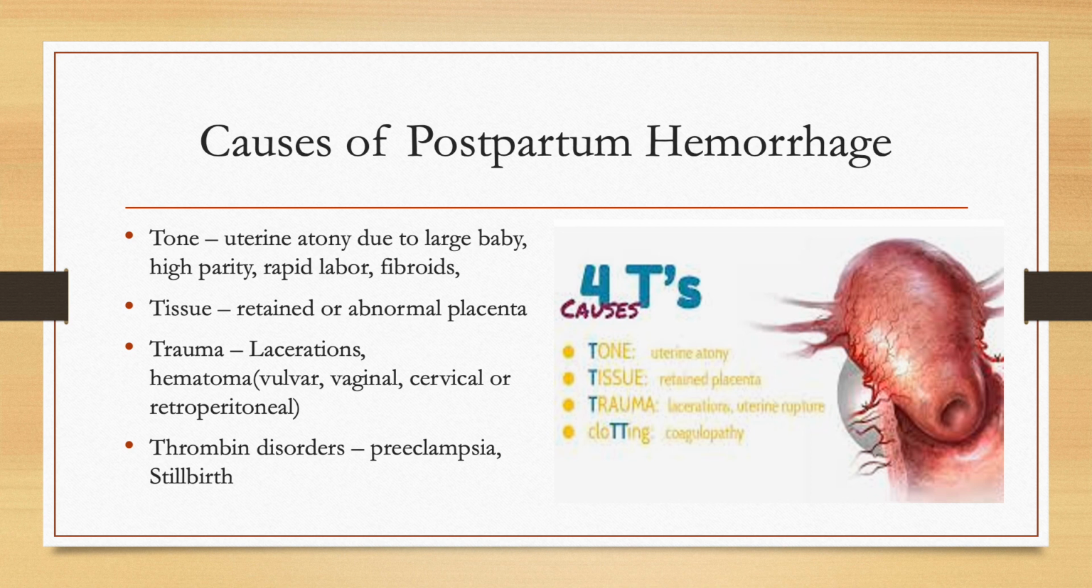And then thrombin disorders such as preeclampsia and stillbirth. We know thrombin disorders, of course, if your body is dissolving clots faster than it can form them, we have a problem, and we need to make sure that we are aware of that, that we know where our patients stand. That's why it's so important to make sure that we have labs as soon as they get into the hospital, as soon as they're admitted, that we have labs and we know where they're at with their PT, PTT, and INR.